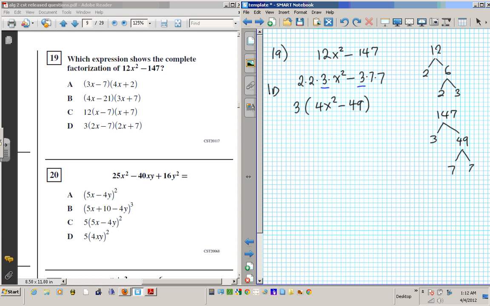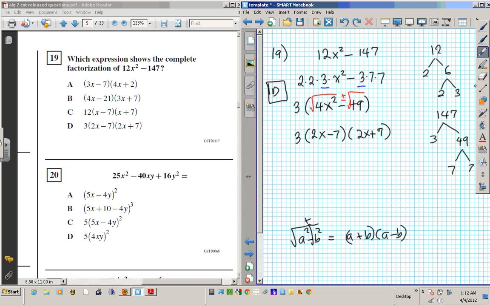Let me just go ahead and finish the problem just for kicks. How do I factor this out? This is a square and this is a square. So all I do is use the formula a squared minus b squared equals a plus b times a minus b. How did that come about? We just talked about it, right? You read the first and read the last, and then you do plus or minus. So I read the first and the last, and then add and subtract the square roots. So you bring down the 3, and then you have 2x minus 7 times 2x plus 7, and that's it. That's the answer. It's clearly D.